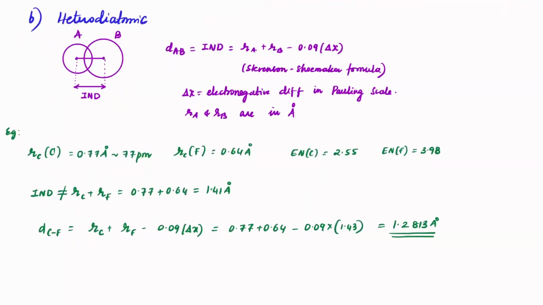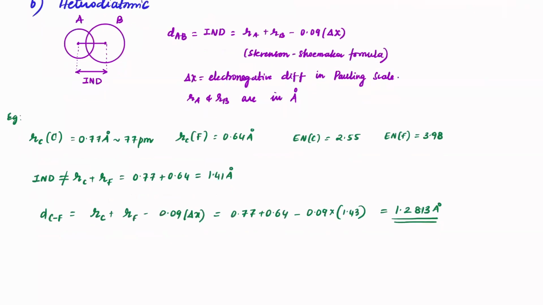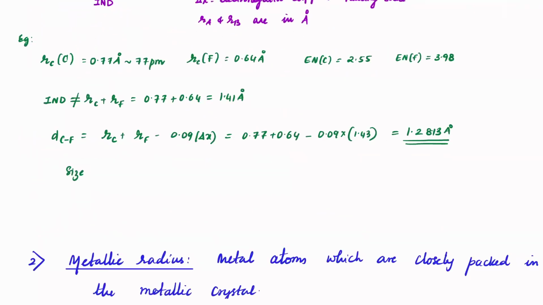Got it? Any doubt here? Now, how much size reduction has happened due to the electronegativity difference? 0.12 Angstroms. That is the value you will get after multiplying this entire thing. You multiply these three, you will get 0.12 Angstroms.